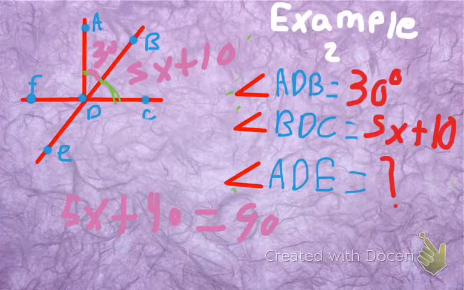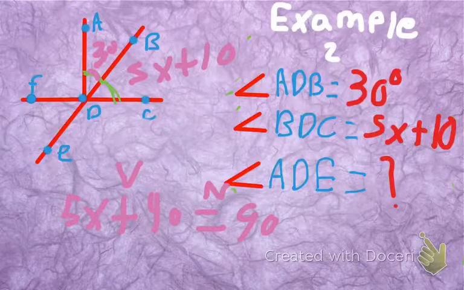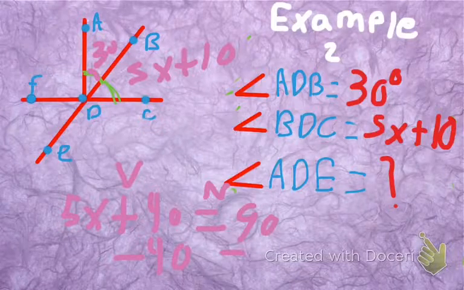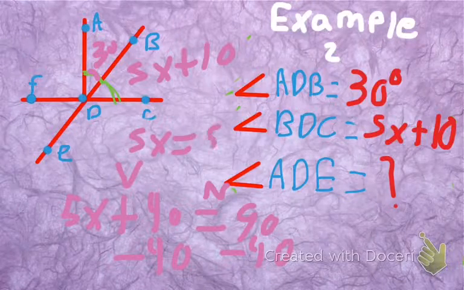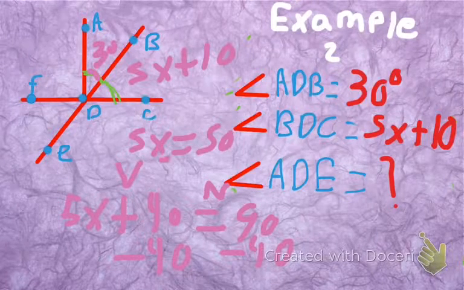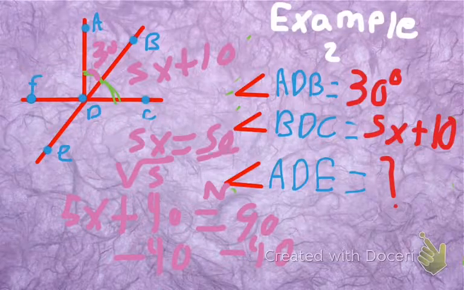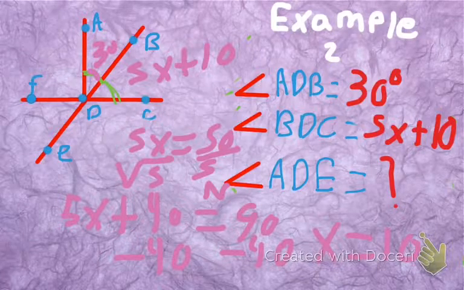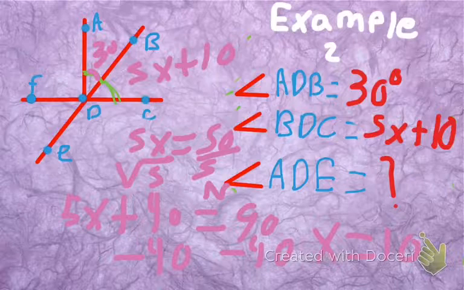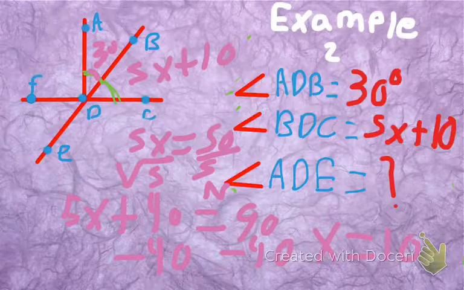Since you just do variable house, number house, this would be the variable house, and that would be the number house. So you subtract 40 from both sides, and you get 50 out of that, and it'd be 5x equals 50. Then you just divide 5 from both sides, and you get 10. So then you know x equals 10. So you plug that in: 5 times 10 is 50 plus 10 is 60. That's when you know you got it right, because since it's a complementary angle and you got 60, you add it with 30 and you get 90 degrees.